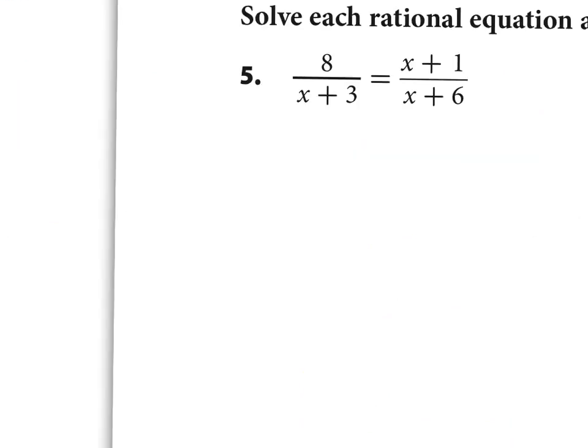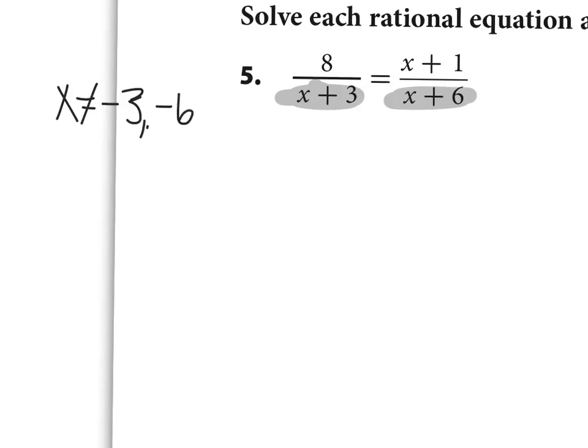It's page 546, problem 5. I'm going to figure out the excluded values first. Excluded values come from denominators. So I have two denominators, so I have two excluded values. So what can x not equal in this problem? Negative 3 and negative 6.